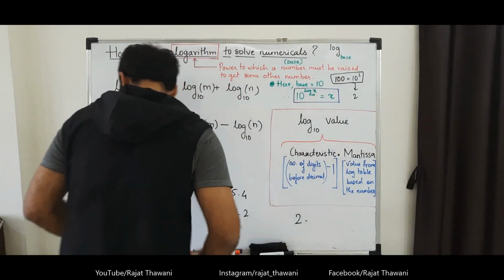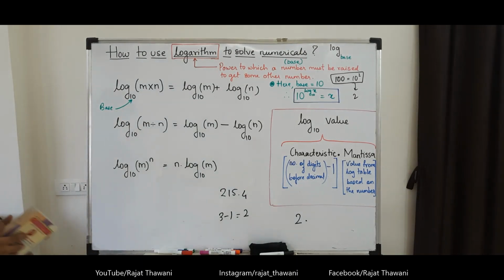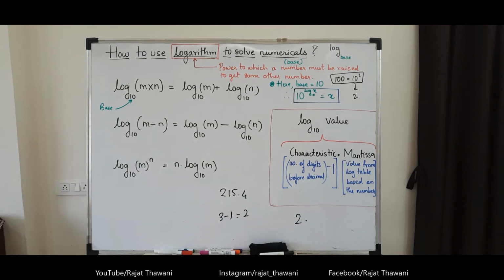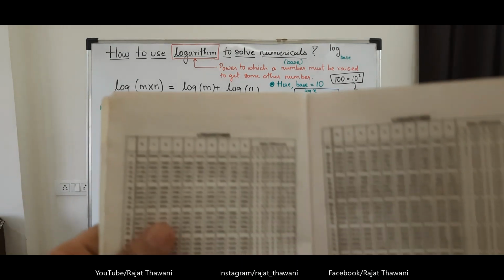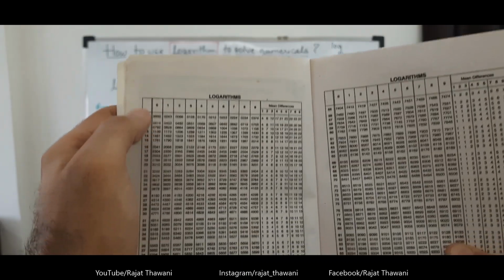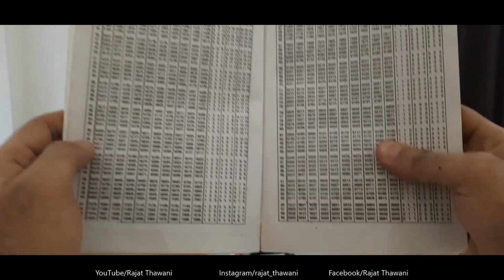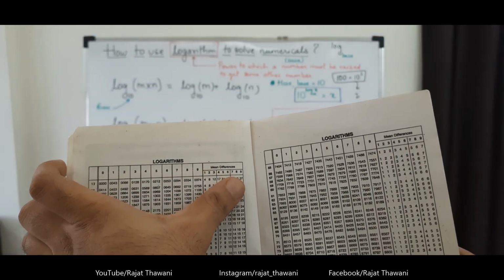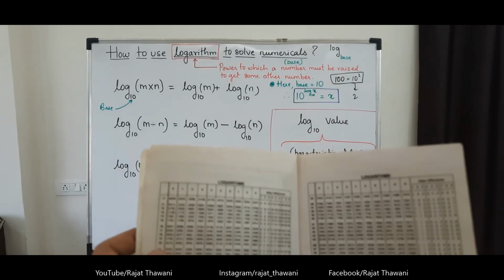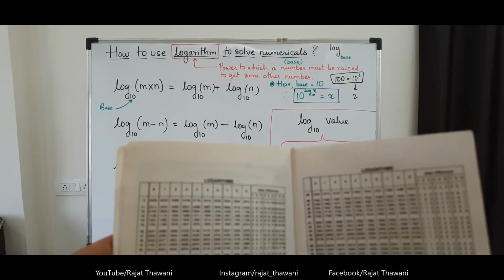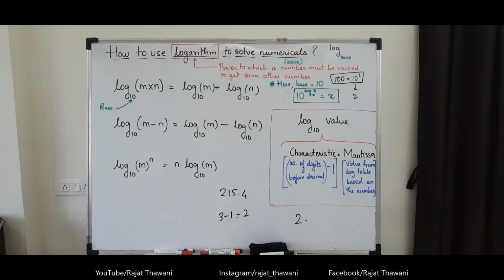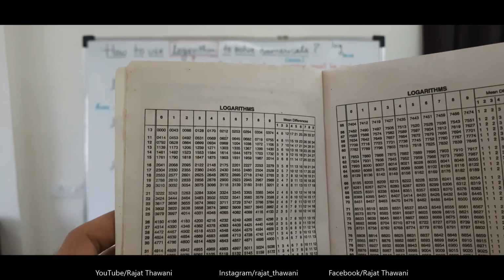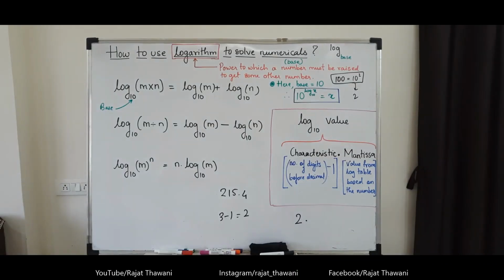First and foremost, the log table shows the presence of multiple columns. You can see the numbers 13, 14, 15 right till 99, and here the numbers 1, 2, 3, 4 till 9, and here the mean difference. So for the log of 215.4, I got the characteristic as 2. Now how will I find out the mantissa? We split the number 215.4.